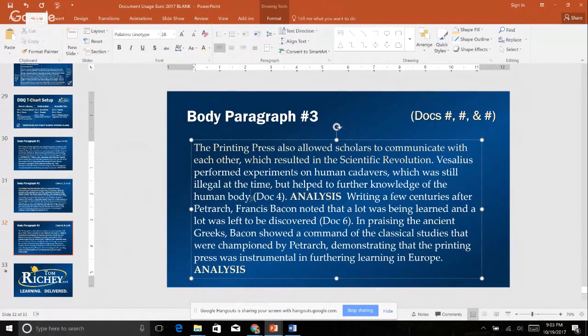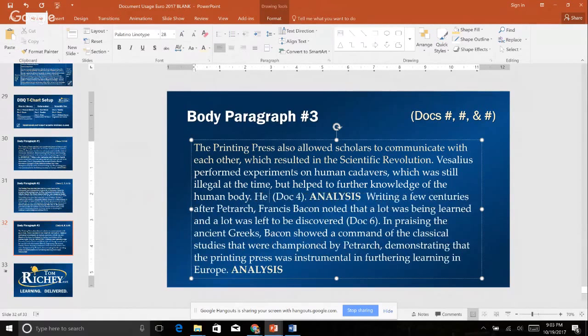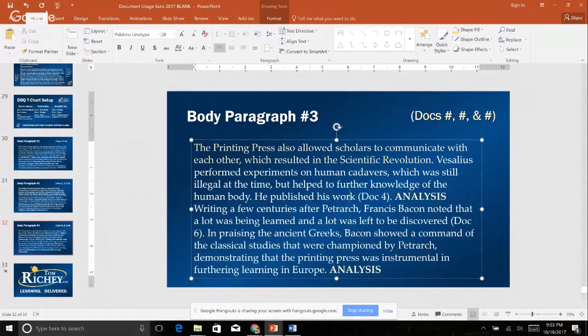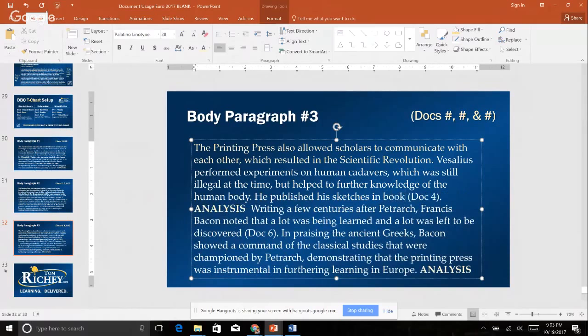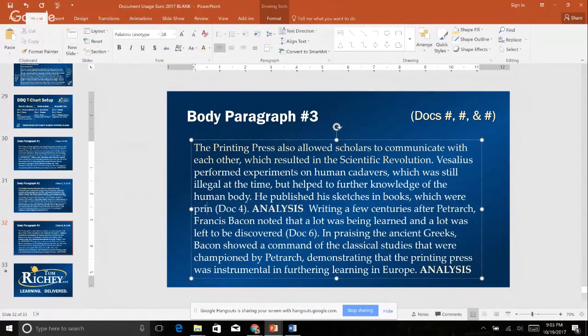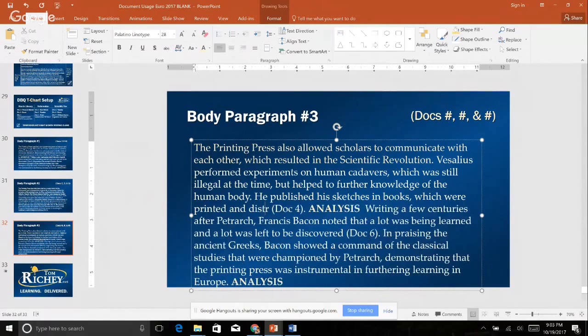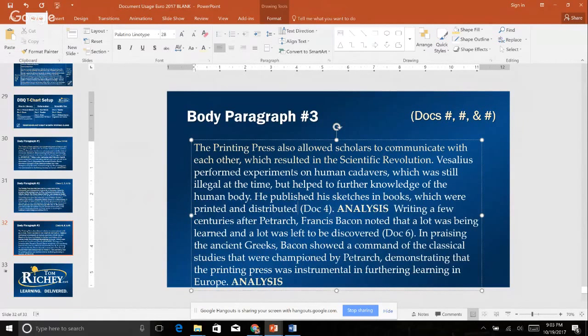Publishing: so, human cadavers, and published. So I'm going to put here he published his works, his sketches in books, which were printed and distributed. He published his sketches of the human body structure and all of that kind of stuff. So you could note here his anatomy sketches.